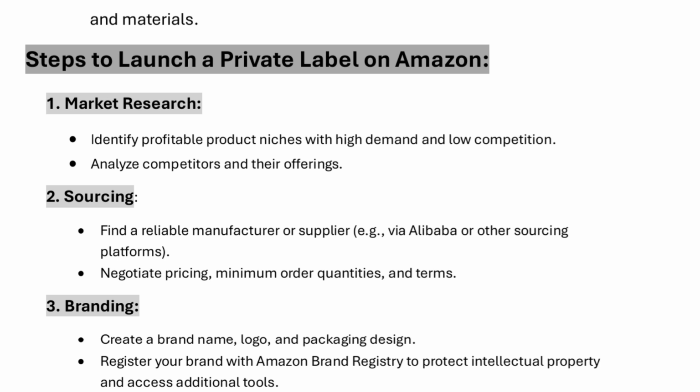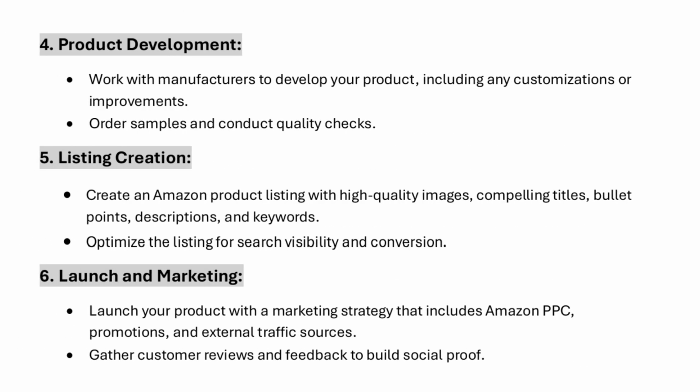Number 3. Branding. Create a brand name, logo, and packaging design. Register your brand with Amazon Brand Registry to protect intellectual property and access additional tools. Number 4. Product development. Work with manufacturers to develop your product, including any customizations or improvements. Order samples and conduct quality checks.